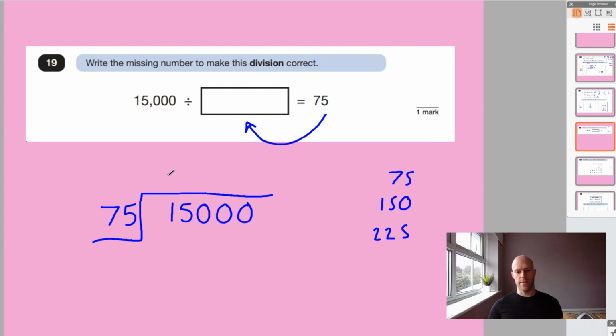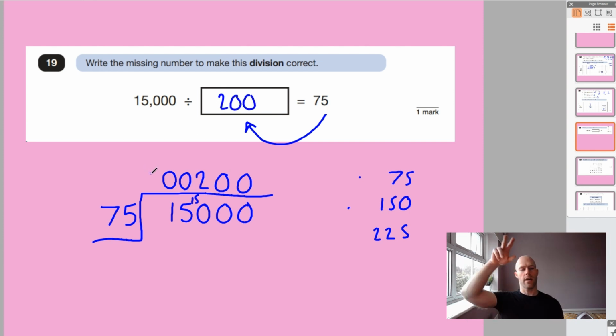But you could probably notice we're not going to need that. How many times does 75 go into 1? It doesn't. How many times does 75 go into 15? It doesn't. So we move the whole lot over to 150. How many times does 75 go into 150? 1, 2. And the rest is 0, 0. And the answer there is 200.